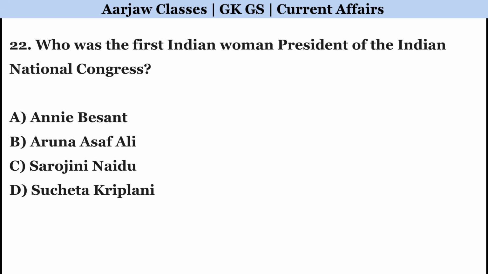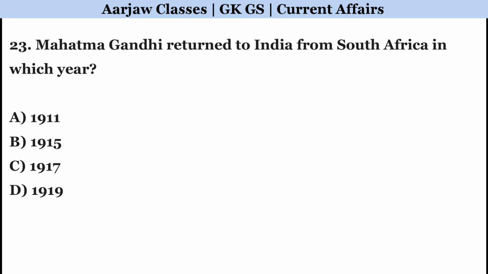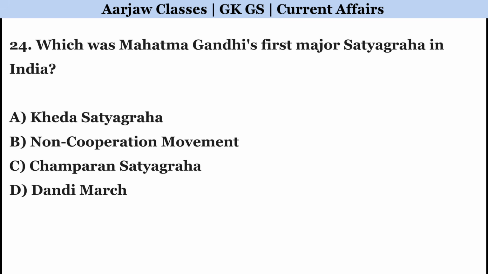Who was the first Indian woman president of the Indian National Congress? Correct option is C. Sarojini Naidu. Mahatma Gandhi returned to India from South Africa in which year? Correct option is B. In 1915. Which was Mahatma Gandhi's first major satyagraha in India? Correct option is C. Champaran Satyagraha.